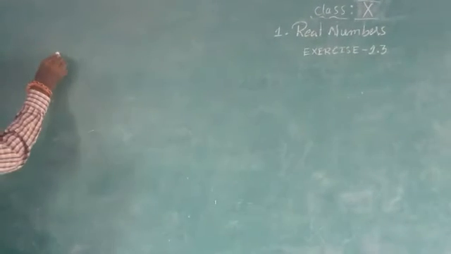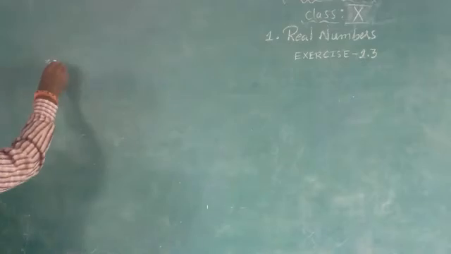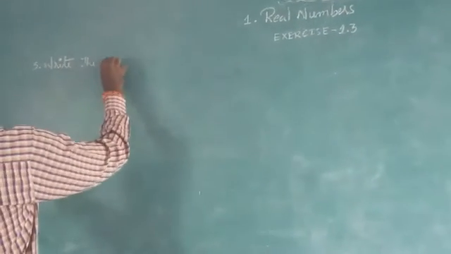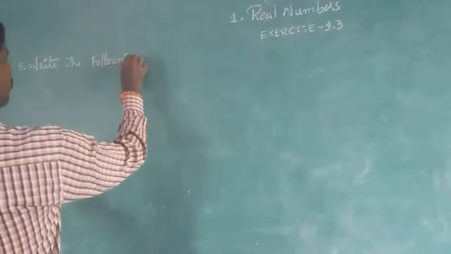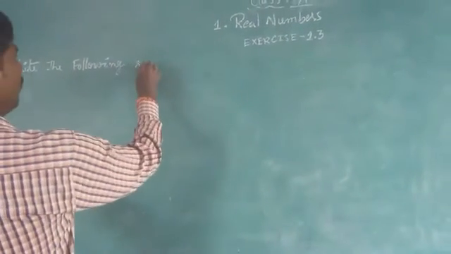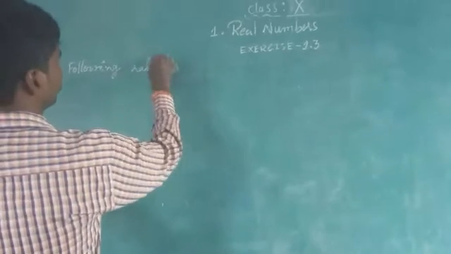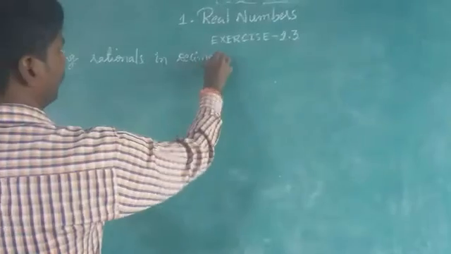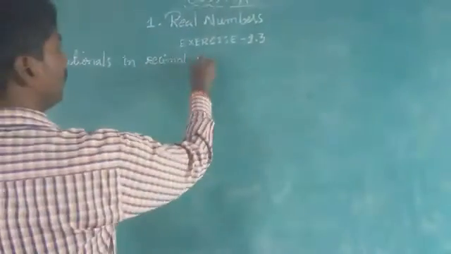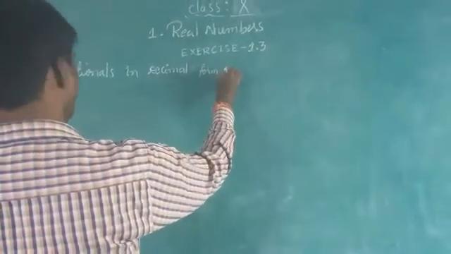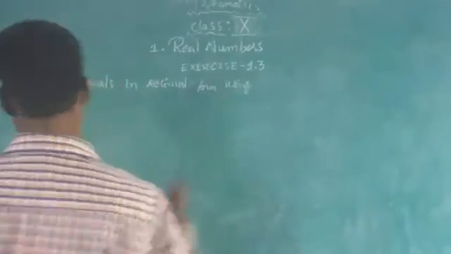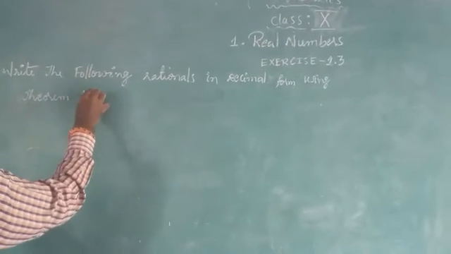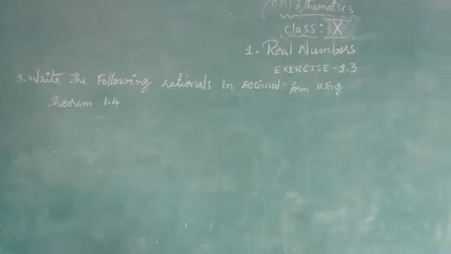Next, I am going to explain the third problem. What is the third problem? Write the following rationals in decimal form, using, or mention using, theorem 1.4 itself. See, what is theorem 1.4?